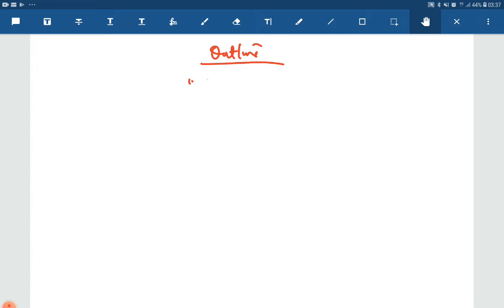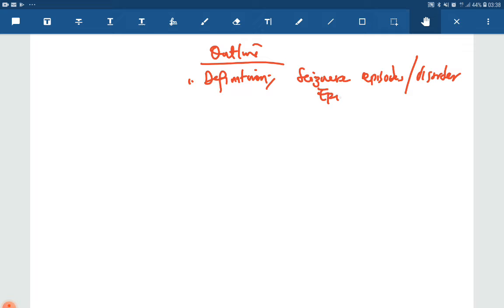Number one is the definition of terms, because often people mix things up like seizure episodes, disorders, and epilepsy, non-epilepsy, epileptic seizure, and then also status. So I'll quickly go over this.